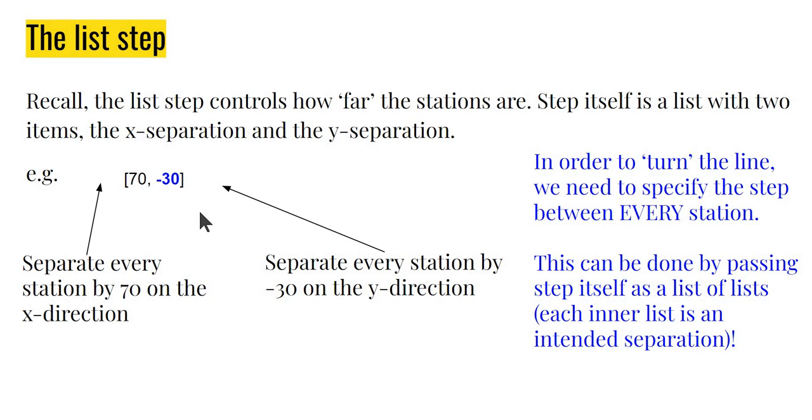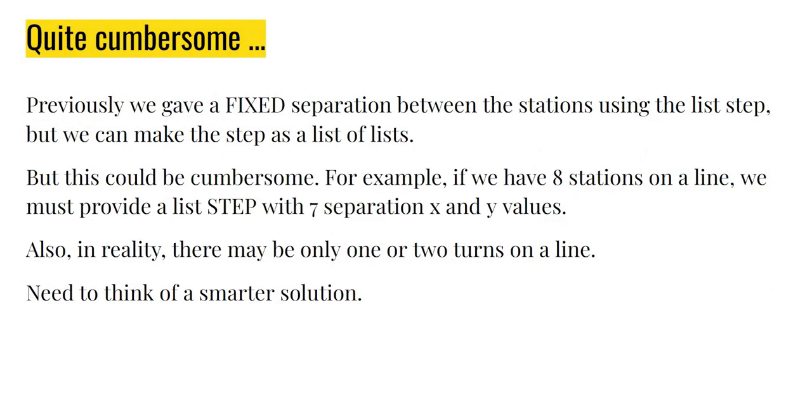So the first thought is that, well, if I want to create turns and so on, all I need to do is to make this a list of lists, and I can say, okay, between every pair of stations, what should be the separation? Sounds quite reasonable. Like I said, instead of giving a fixed separation between stations, we can make step a list of lists, but this could be very cumbersome. For example, let's say we have 8 stations on the line, then we must provide a list with 7 separations of x and y values, a lot of data to be passed around.